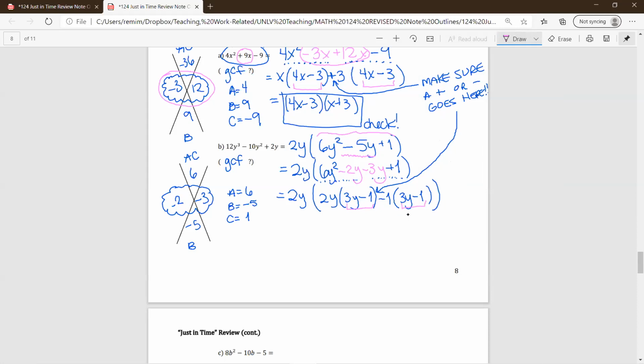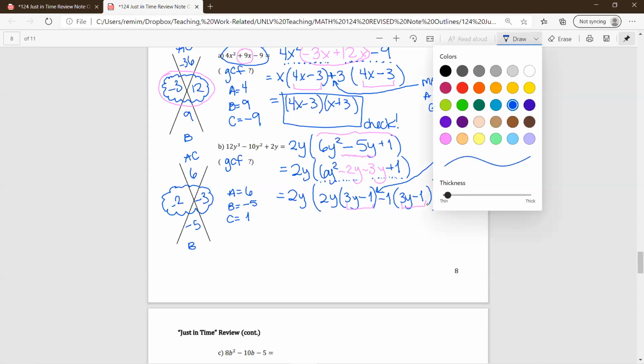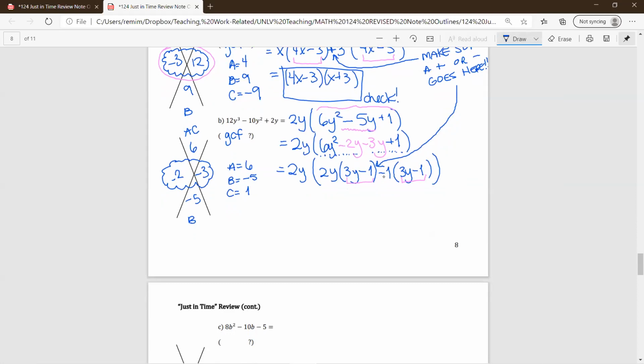3y minus 1 and 3y minus 1. They turned out to be the same, which is what we want. And if we had used a plus here instead, they wouldn't have turned out the same. This would have been minus 3y plus 1, and we would have known we made a mistake somewhere. So then we would just switch it and choose the negative instead to correct that issue.